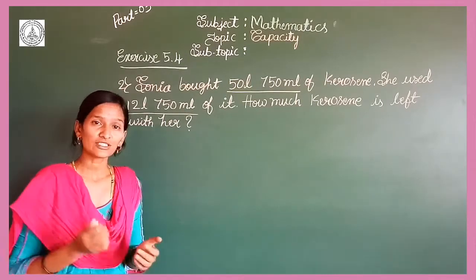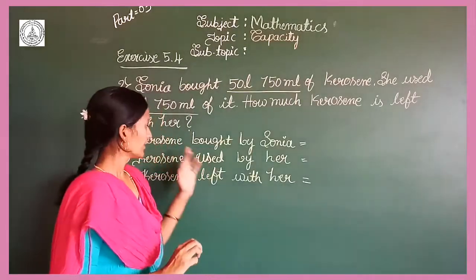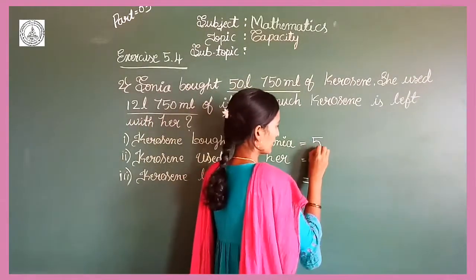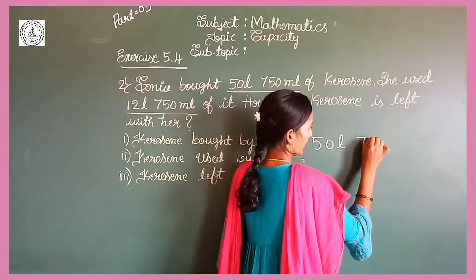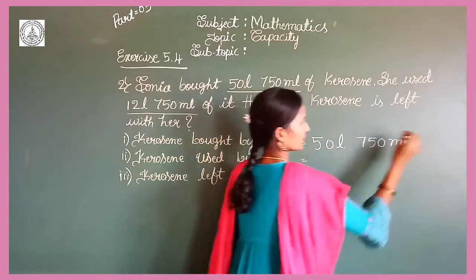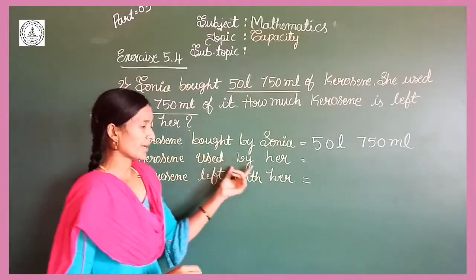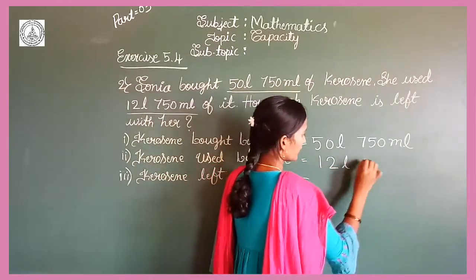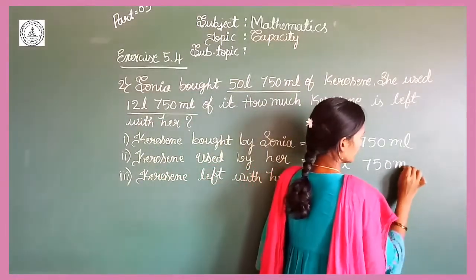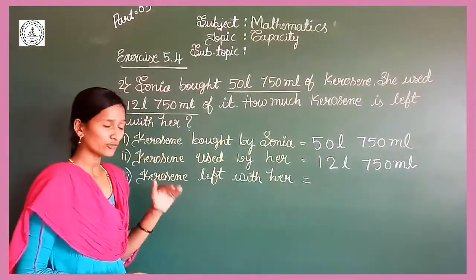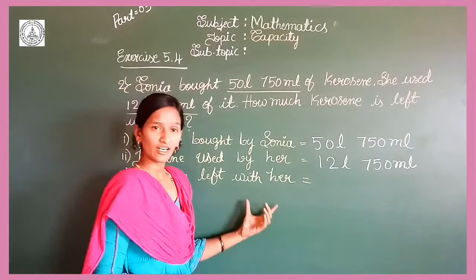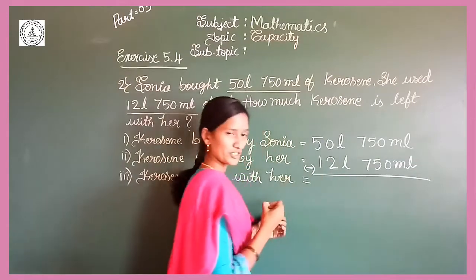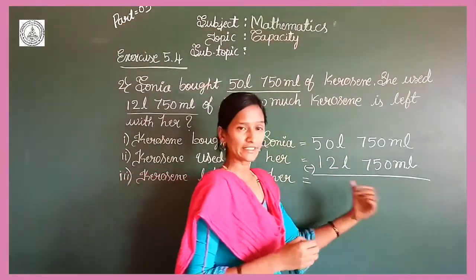Okay. So students, what is the first statement? Students, the first statement is the kerosene bought by Sonia. How much? 50 liter 750 milliliter. Right? The next, kerosene used by her. How much? 12 liter 750 milliliter. Right? So here you have to find out the kerosene left with her, that means Sonia. So here you have to do the subtraction operation. Okay? Yes, come to the milliliter part.